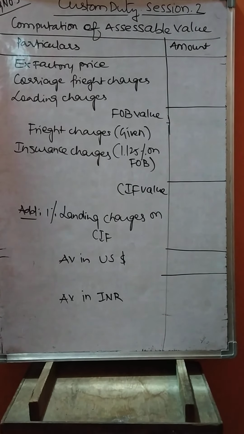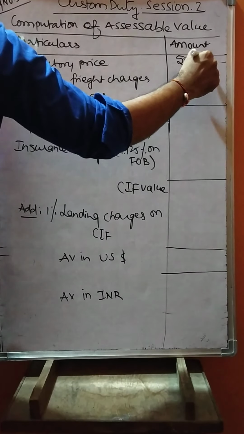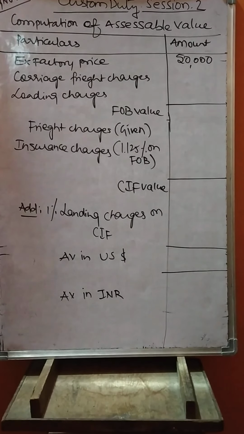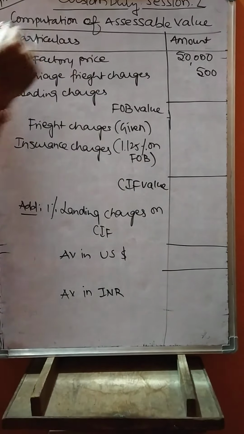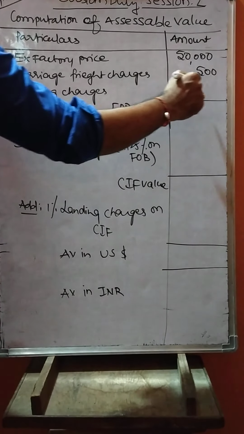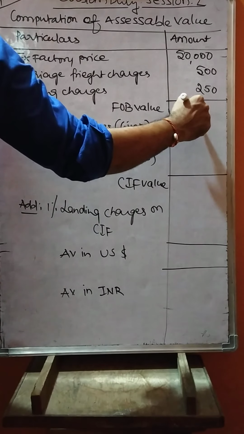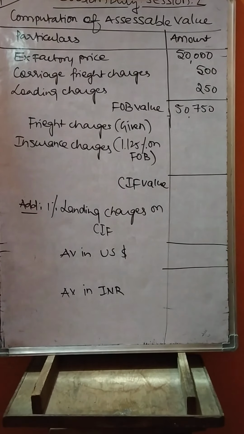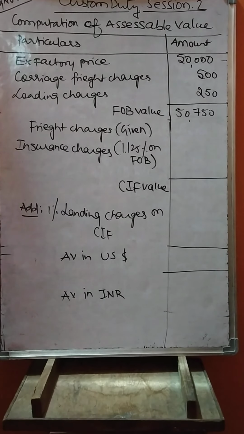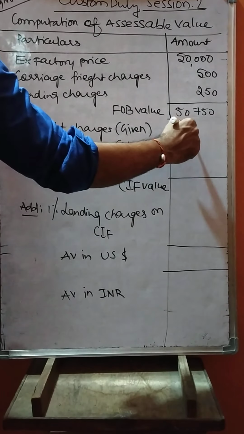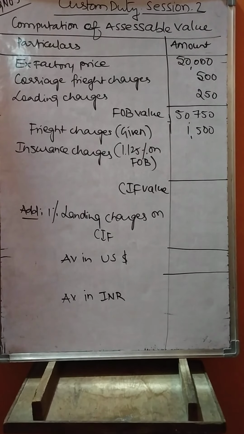Ex factory price is available as 50,000 US dollar, add that. For that we are taking carriage and freight charges, which is available in the question, that is 500 US dollar. Loading charges are there, that is $250. So 50,750 is available. Freight charges are directly given. We are not considering buying commission. Freight charges is 1,500 US dollar, which we are considering.